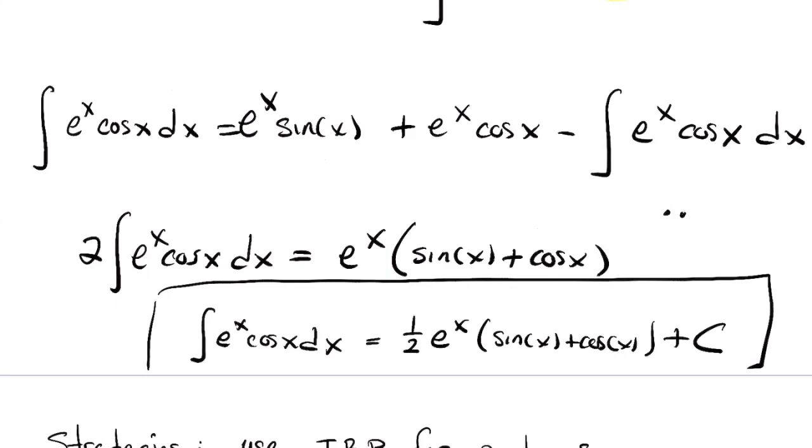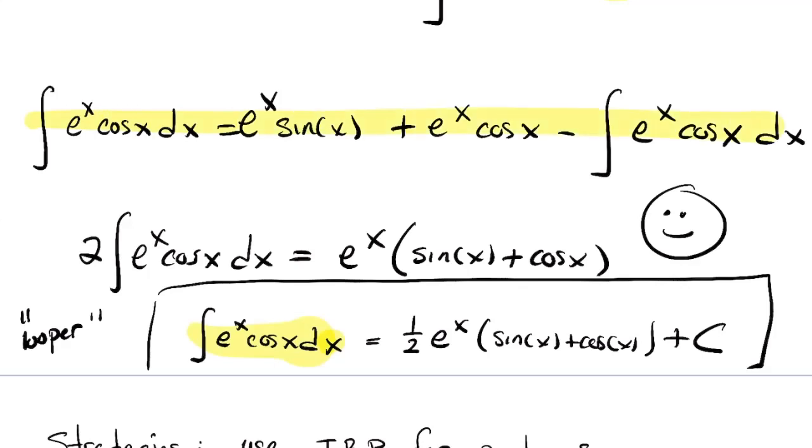Nice. That was fun. So that's kind of an elaborate, almost exotic parts problem. I call that thing a looper. Yeah, we had to kind of loop through the parts twice, and then we did something sneaky. We found an antiderivative, not by directly doing it, but we found an equation that contained it in a way that we could solve the equation for it. Yeah, it's kind of neat.